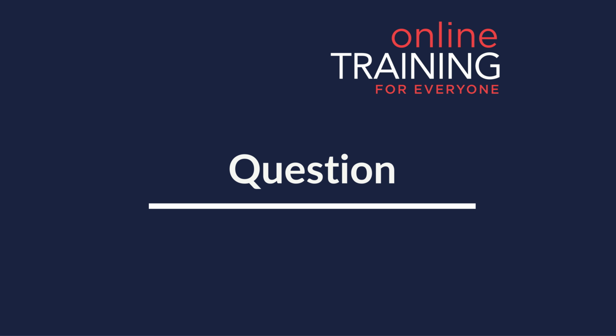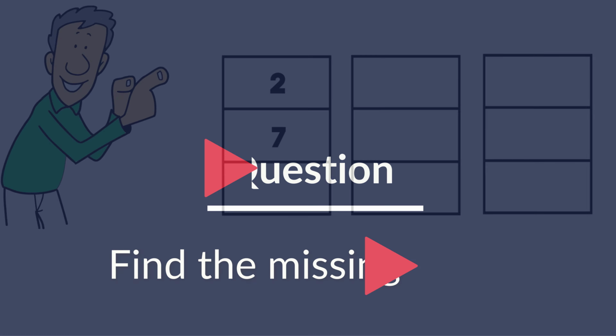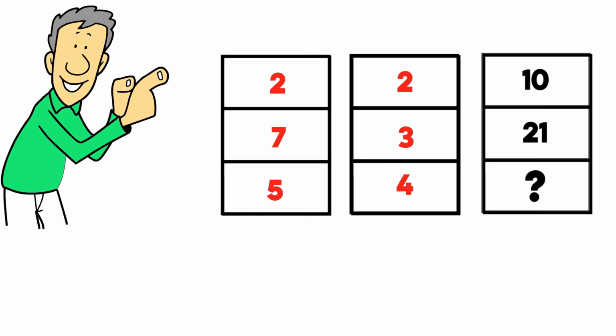I'm extremely excited to share with you the question that tests your pattern recognition skills. You're presented with 3 columns. Each column has 3 numbers. In the first column, we see numbers 2, 7, 5. In the second, middle column, we see numbers 2, 3, and 4. And in the last rightmost column, column number 3, we see numbers 10, 21, and then one number missing.